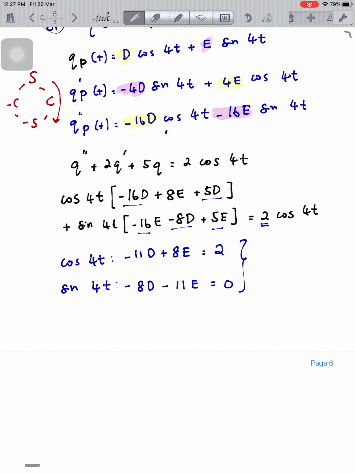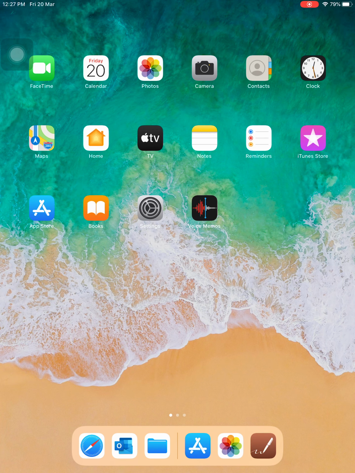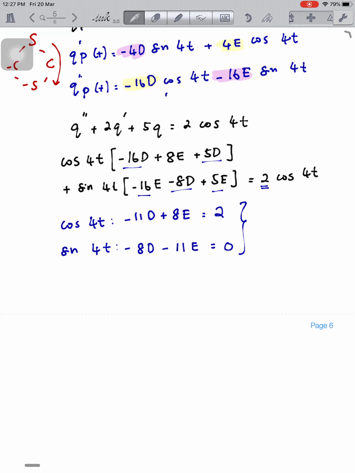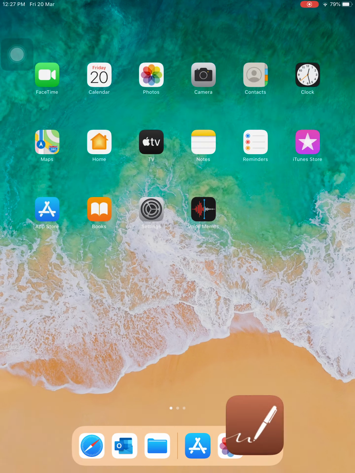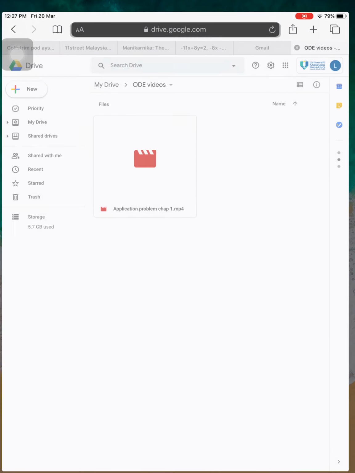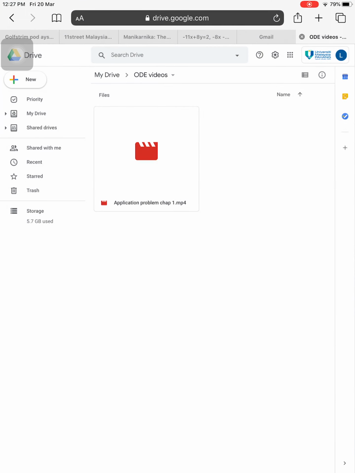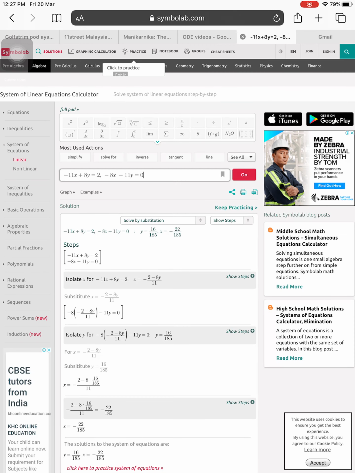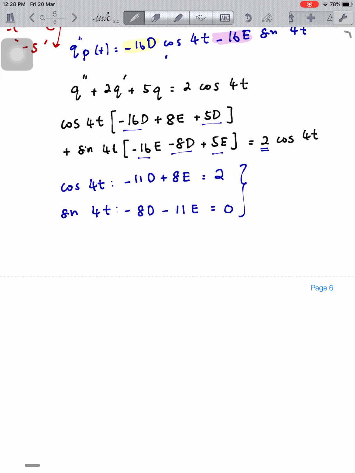And for this case, actually, I've tried to figure them out by using the symbolab app. So I have an equation of negative 11d plus 8e equals 2, and negative 8d minus 11e is equal to 0. And I actually used this app. Yep, this is what I figured out by using the app right there. This is my equation, so I get these two values, but you can easily do this by using your calculator instead.